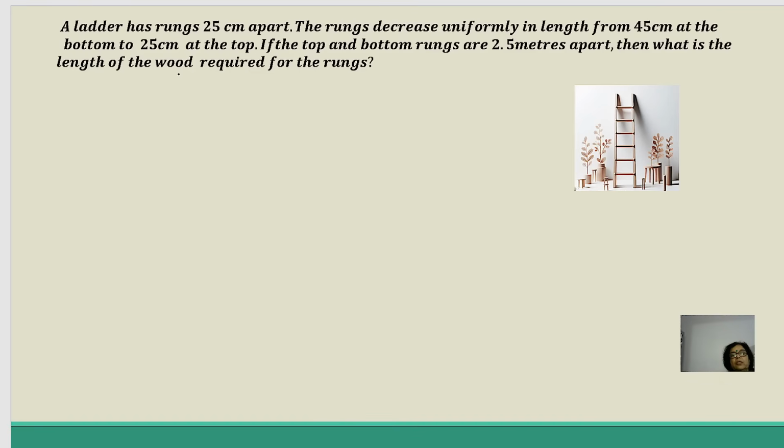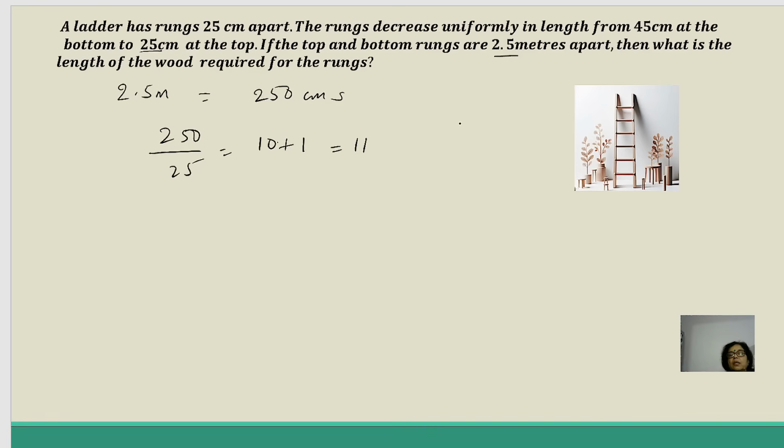Now, there is something very important to be understood over here. The total distance between the bottom rung and the top rung is 2.5 meters, that means equal to 250 centimeters. In between any two rungs, there is a gap of 25 centimeters. So 250 divided by 25 will give us 10. But in reality, there will always be one rung more. So the total number of rungs will be 11 rungs in the ladder.